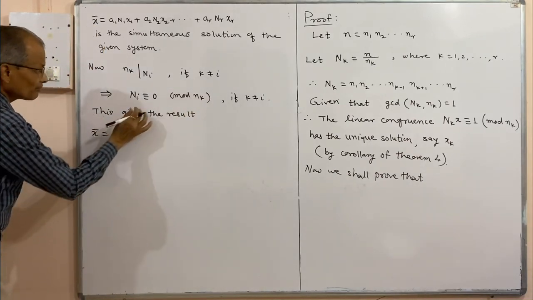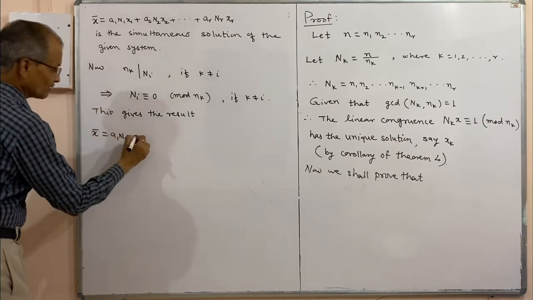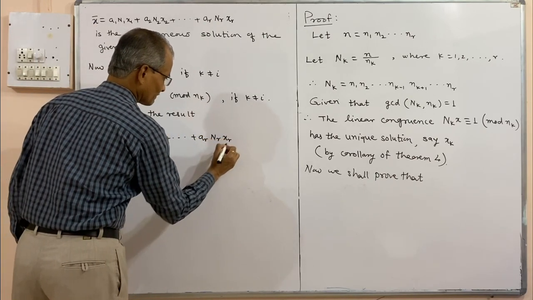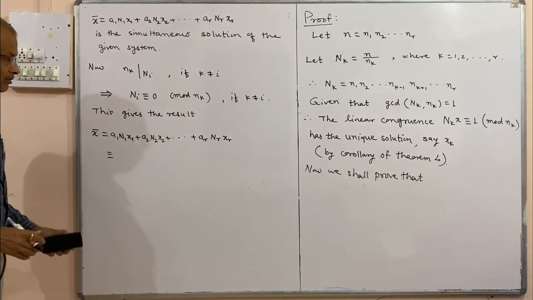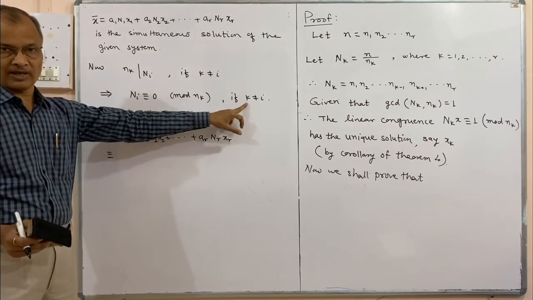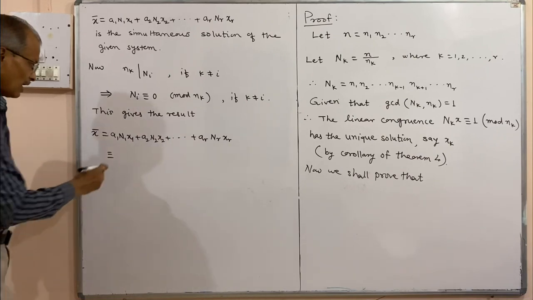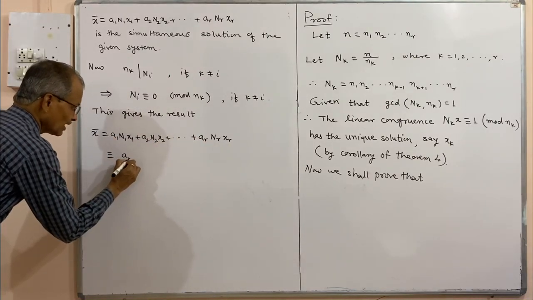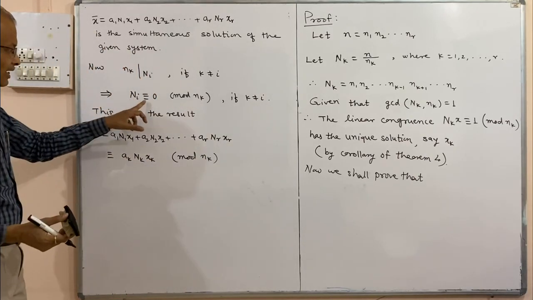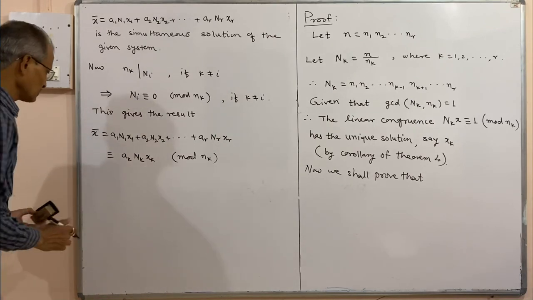x bar. Now, because of this result, what will this x bar number be? x bar we have formed as a1 N1 x1 plus a2 N2 x2 and so on up to ar Nr xr. Now this is congruent to, only the nk factor will remain, others will be congruent to 0. Ni is 0 if i is not equal to k, and thus remaining all will be N1 will be 0, N2 will be 0, Nr will be 0, only Nk will not be 0. And thus all these terms vanish except the kth term, that is ak Nk xk, modulo nk. Because of this, all Ni are 0 except i not equal to k, and therefore the kth term will remain, remaining will become 0. So this is x bar.